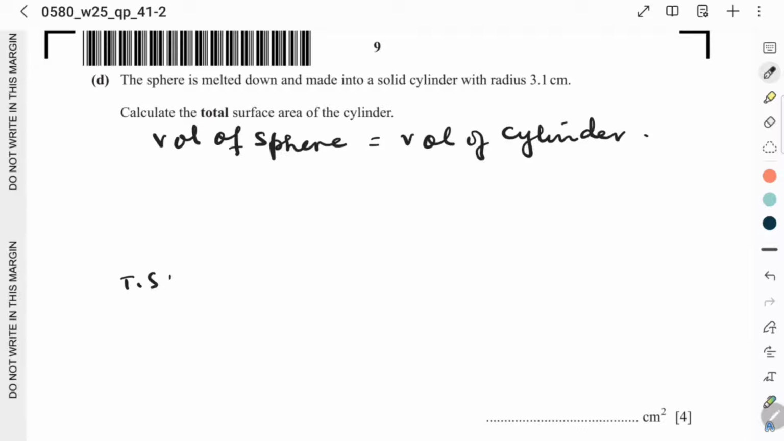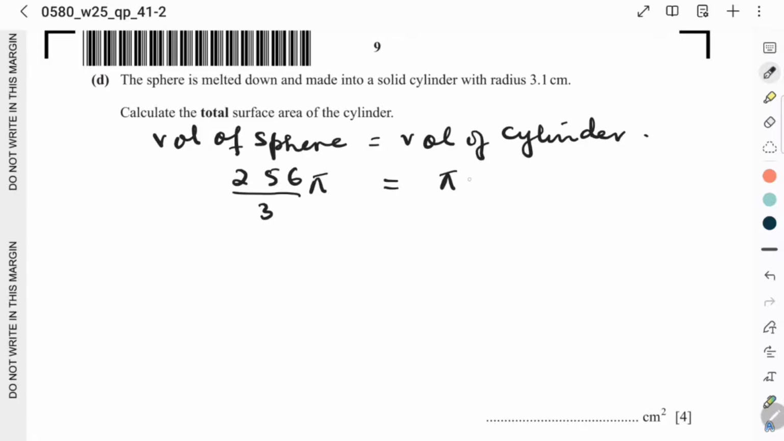We know that the total surface area is equal to 2 pi r h for the curved surface area, plus 2 pi r square for the top and bottom. The problem is we don't know the height of the cylinder. So this information will help us to find the height. The volume of the sphere is 256 upon 3 pi, which is at the top. Then the volume of the cylinder is pi r square h.